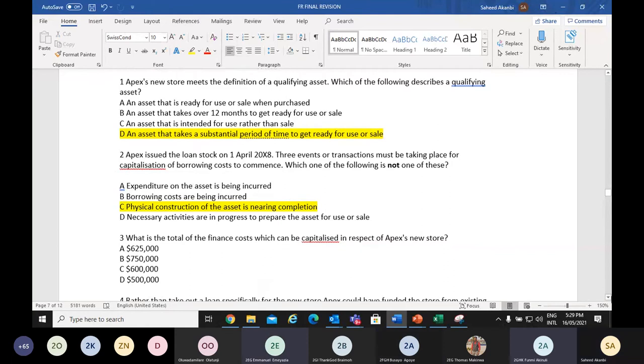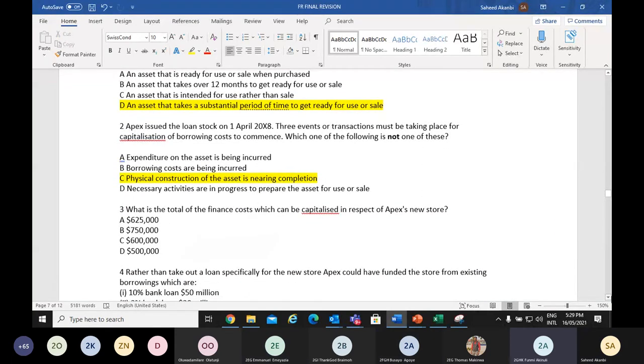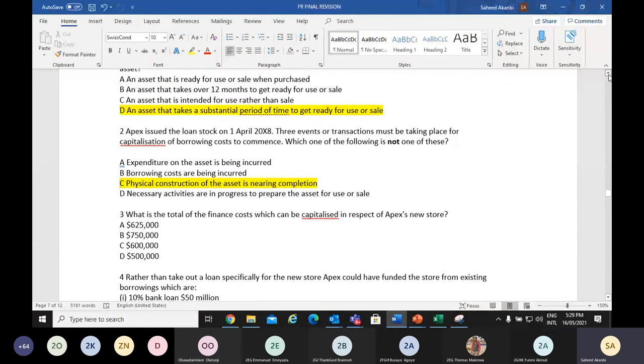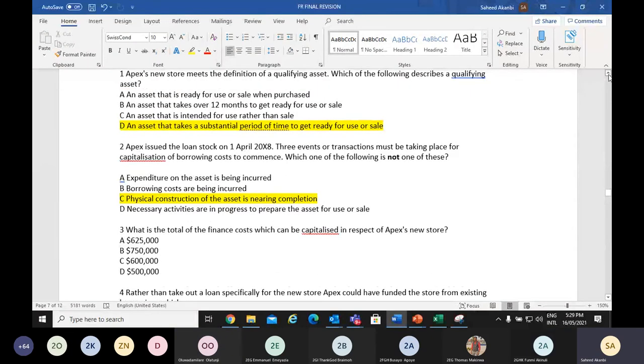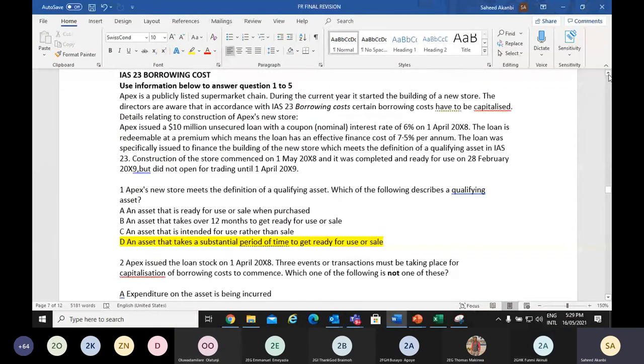Number three. What is the total of the finance cost which can be capitalized in respect of Apex's new store? Okay, thank you very much. Let me go back to the question. How much was borrowed? $10 million.